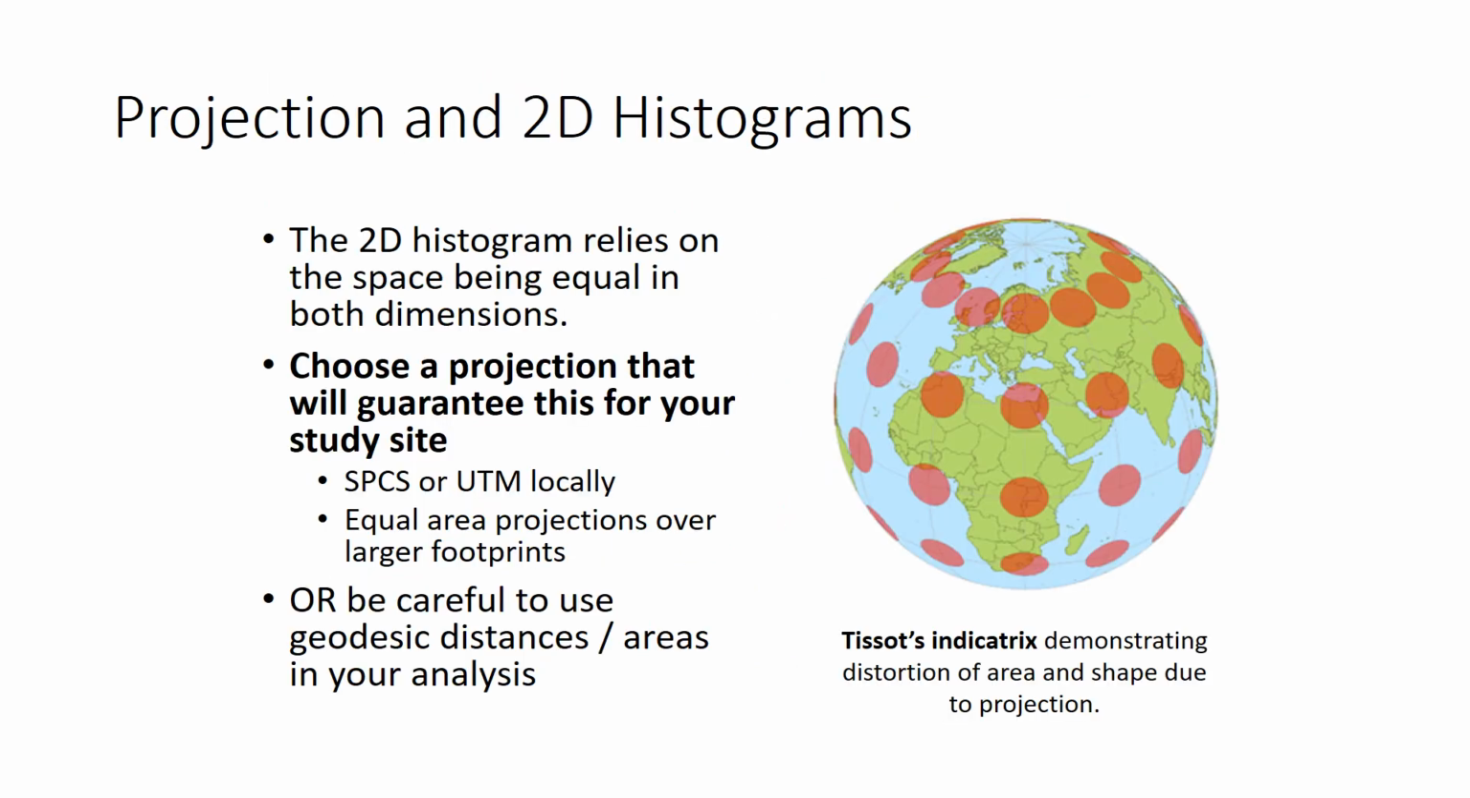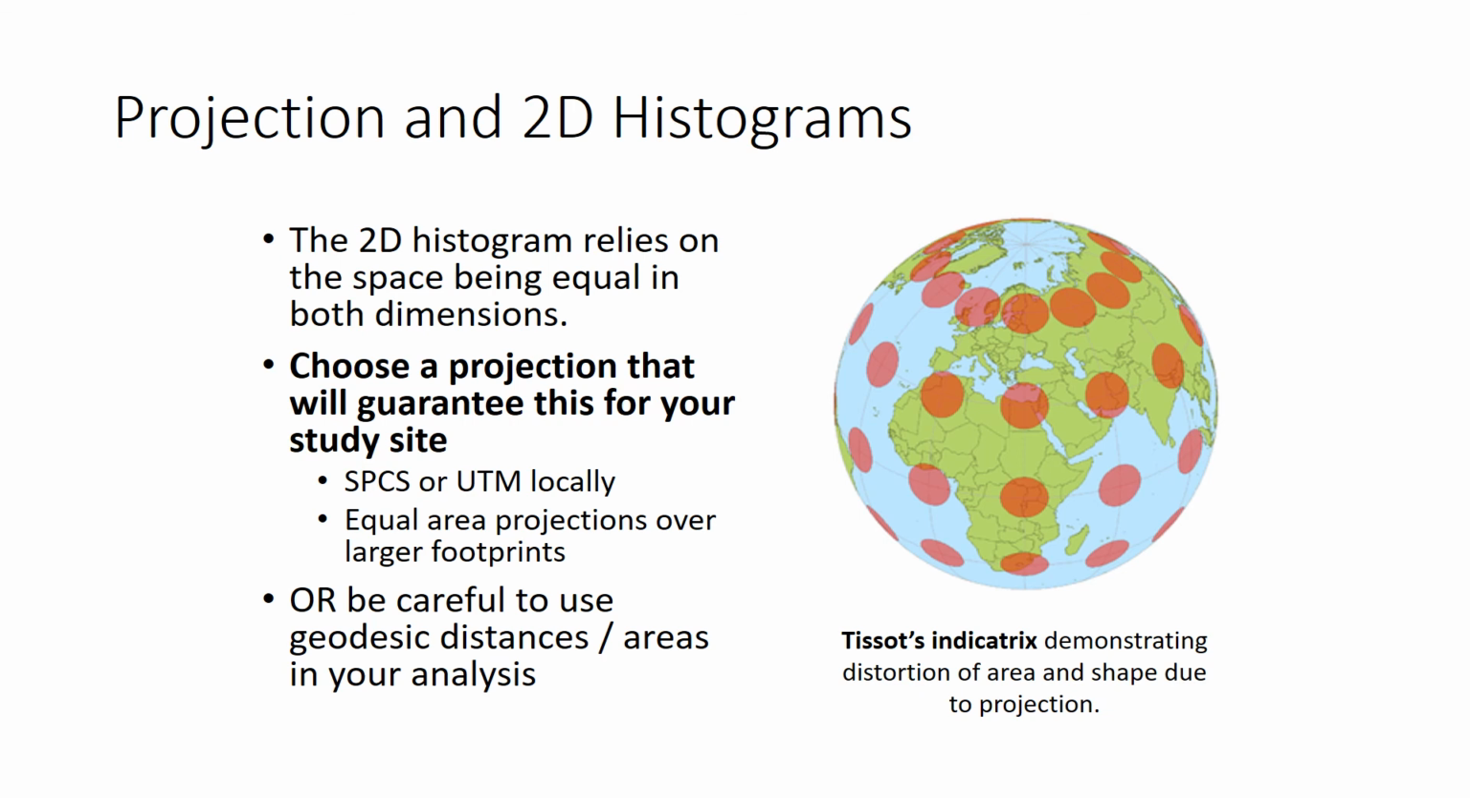And one final piece here, I wanted to talk about projections in 2D histograms. When you're making these counts, one of the things that you want to be aware of is that your grid cells are all of equal size. So the easiest way to do that is to project your data into something local, so state plane coordinate system or UTM, something like that.